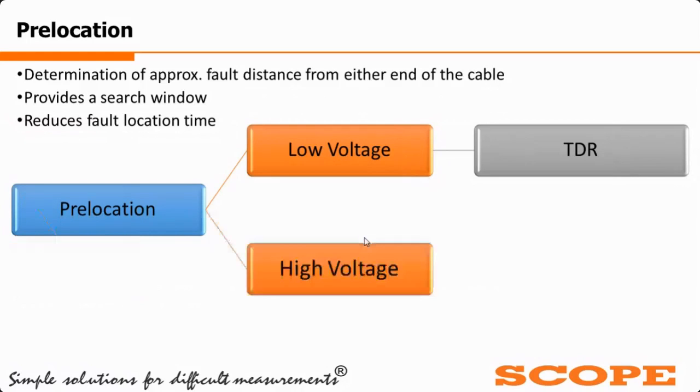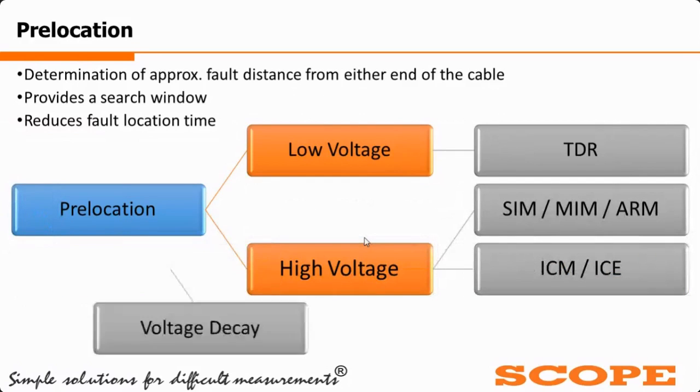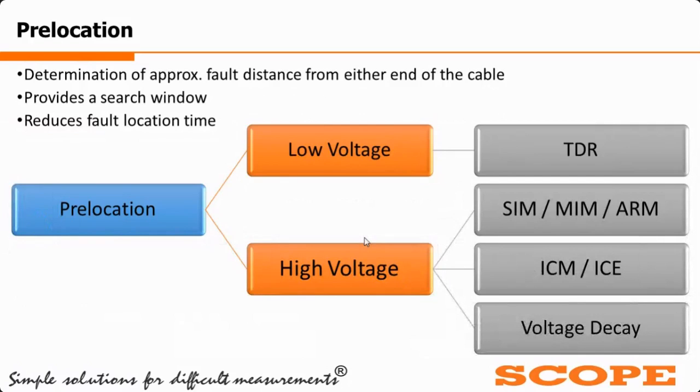The next type of pre-location is high voltage pre-location, which is again categorized into the secondary impulse method or multiple impulse method, also called the arc reflection method. The next method is the impulse current method, and the third one is the voltage decay method. So now one by one we will see these pre-location methods. First one is the low voltage method.